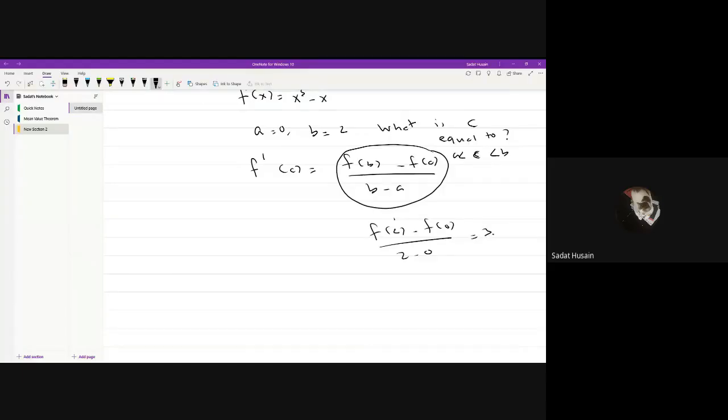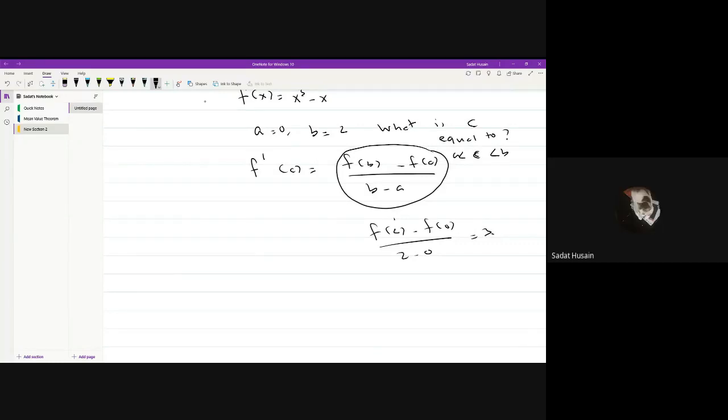Actually, can one of you calculate this? f of b minus f of a, divided by b minus a. Okay, the first one will be 6 minus 0, which is 6, divided by 2 minus 0. So this is equal to f of 2 minus f of 0 divided by 2 minus 0, which is 3.